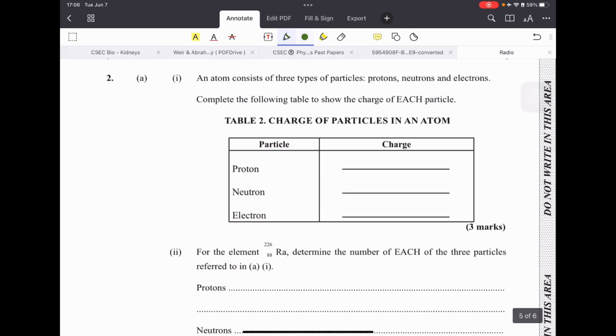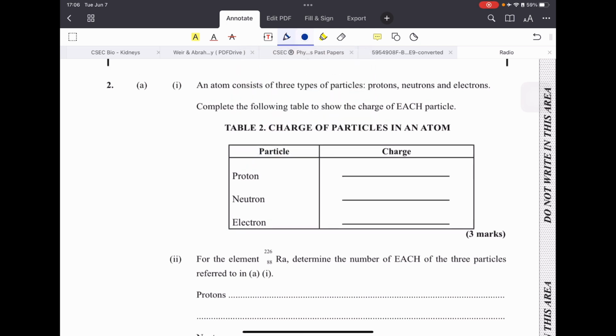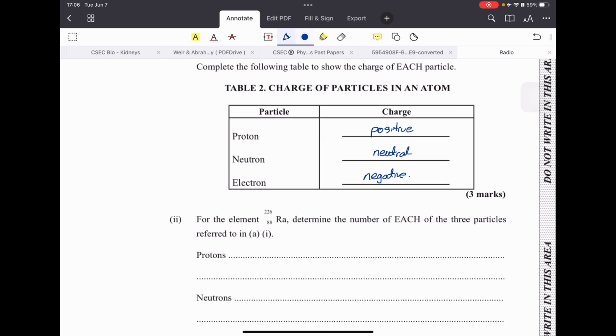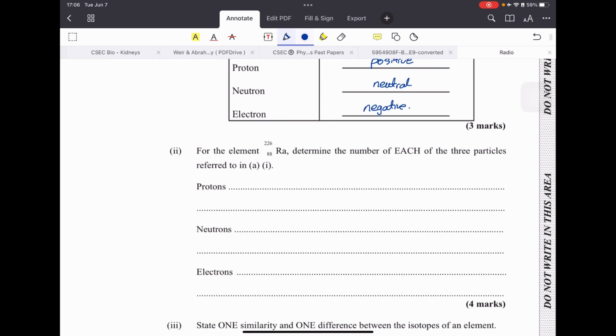The final question is very easy. Here we have the particles in an atom. And we know the proton has a positive charge. The neutron has a neutral charge, that's why it's called a neutron. Neutral. And the electron has a negative charge. Okay, so for this element, it's called radon. Determine the number of each of the 3 particles.